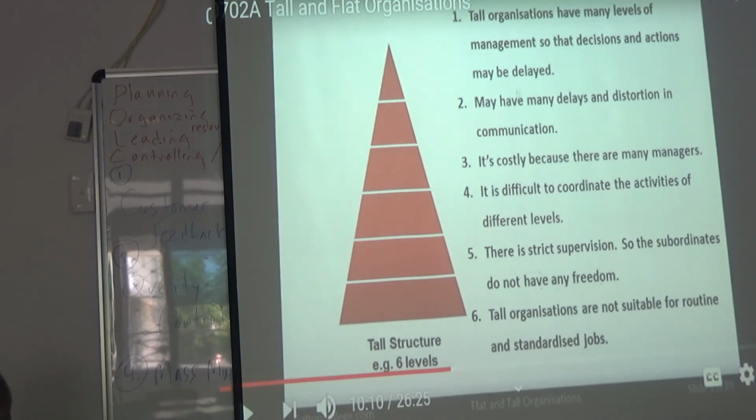Communication may not only be delayed, but it may go through other channels and filters, meaning that maybe some management doesn't communicate well, or they have their own motivations in the system. So the motivations of people in the middle management might distort or change the understanding between the top management and the customer. It's expensive, costly, lots of money for many managers. It's difficult sometimes to coordinate the activities at different levels.